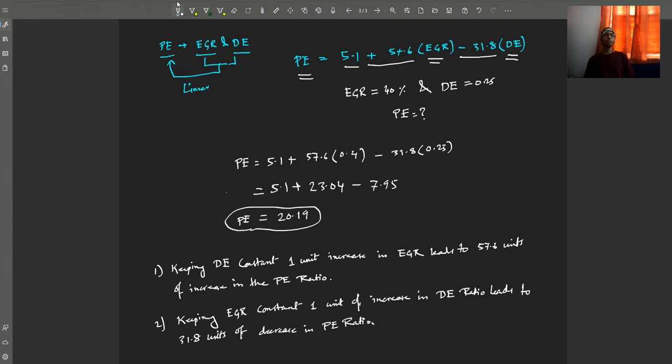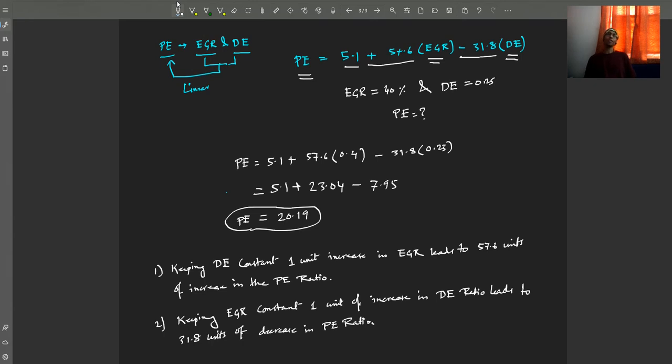So let us write it. Keeping EGR constant, 1 unit of increase in DE ratio leads to 31.8 units of decrease in the PE ratio. So increase of one leads to decrease of the other. Similarly, 1 unit of decrease in DE ratio will lead to 31.8 units of increase in PE ratio. So this time the relationship is inversed.